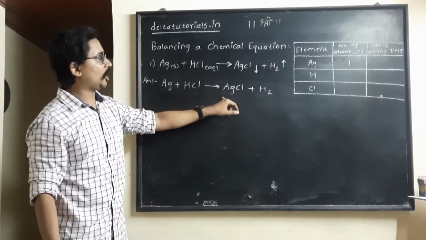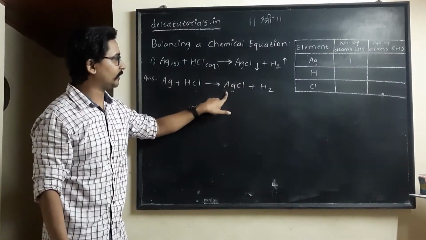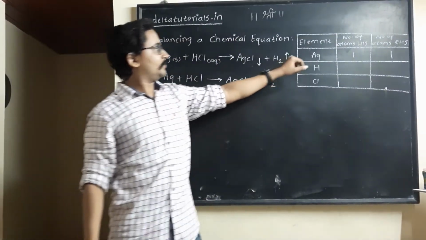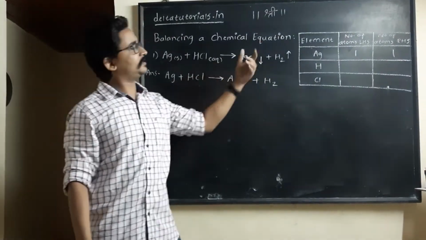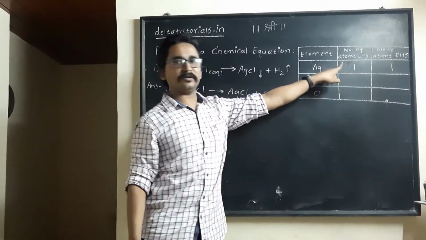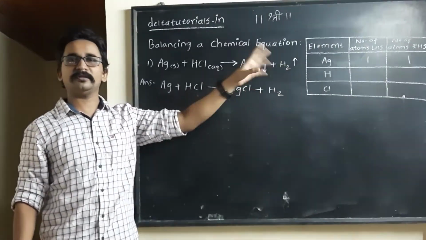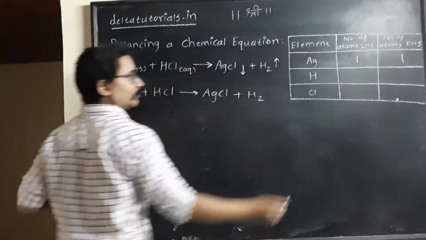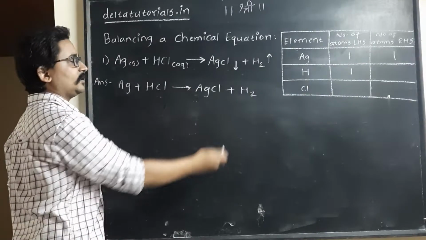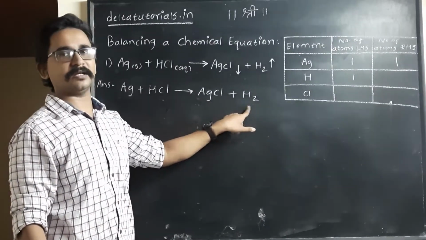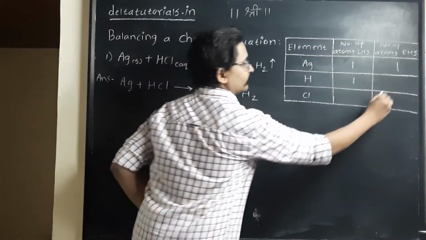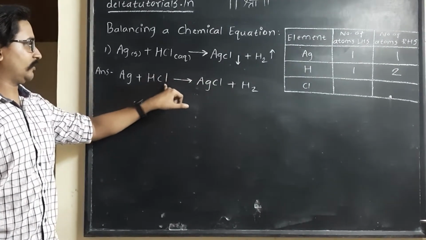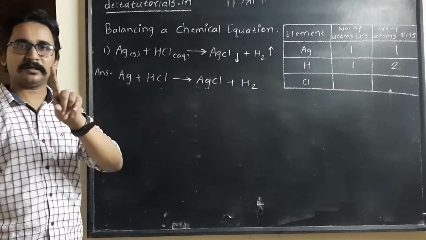Similarly, on the right hand side, how many atoms of silver are present? Only 1. So again I am going to write here 1. In case of this chemical reaction, silver is already balanced. The number of atoms on the left hand side is equal to the number of atoms on the right hand side. Now considering hydrogen, here we have 1 atom of hydrogen. But if you see the right hand side of this equation, H2 is there. That is 2 atoms of hydrogen. So we will write here 2. And the last element, chlorine, here you can see 1 atom and here also 1 atom is present.